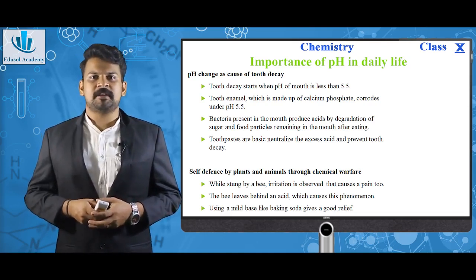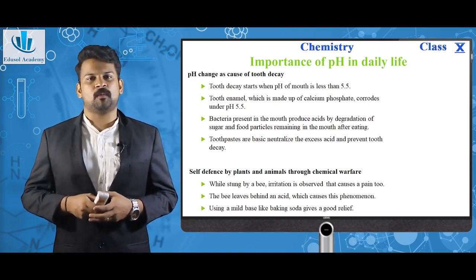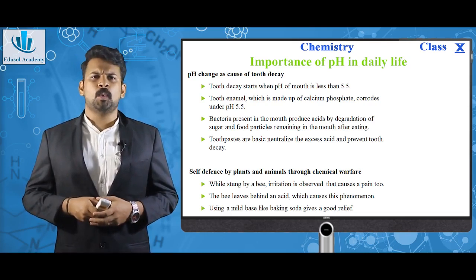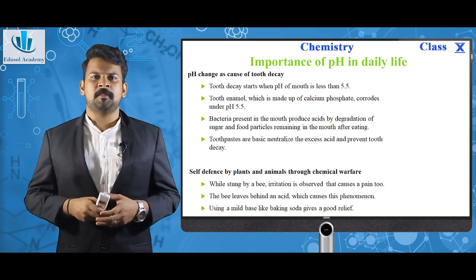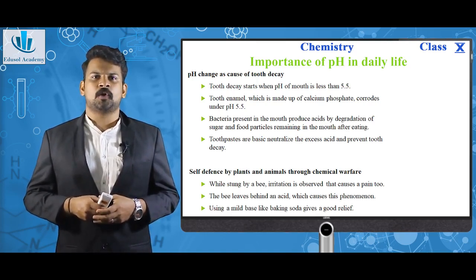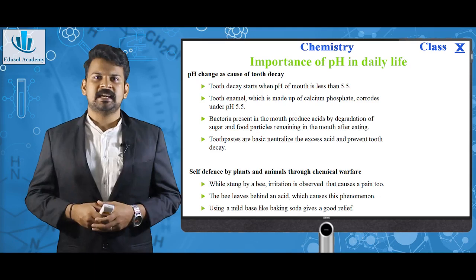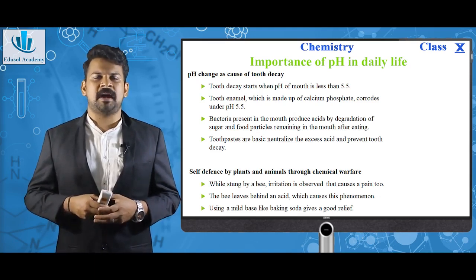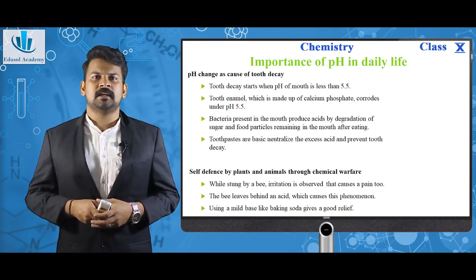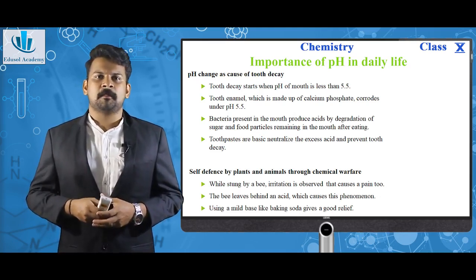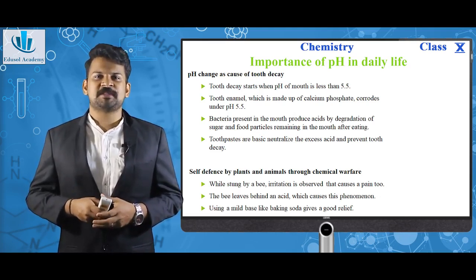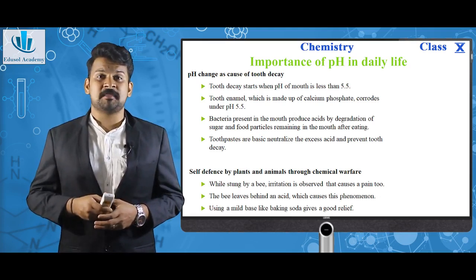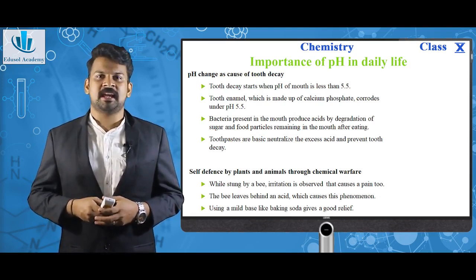Next one, self-defense by plants and animals through chemical warfare. If you are stung by a honeybee, there will be irritation or pain at the bitten area. This pain can be relieved by applying mild bases like baking soda, because the pain is caused by a kind of acid produced by the bee. This acid can be simply neutralized by a base like baking soda.